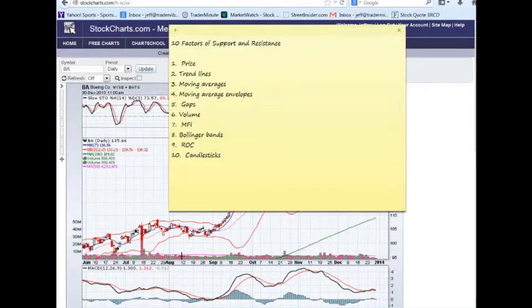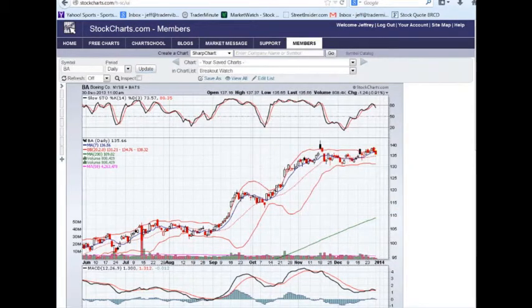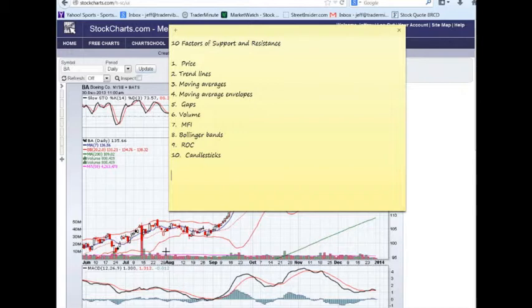Today we're going to take a look at the 10 factors of support and resistance as we build on technical analysis. Support and resistance is arguably the most important factor when it comes to technical analysis. And also, unfortunately, it's used incorrectly a lot.